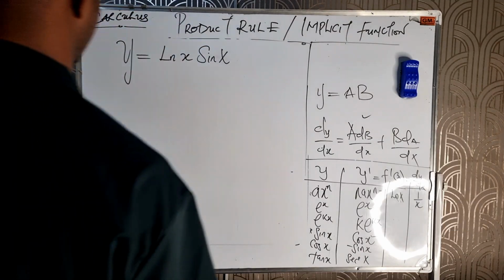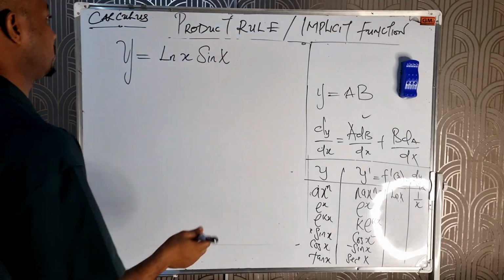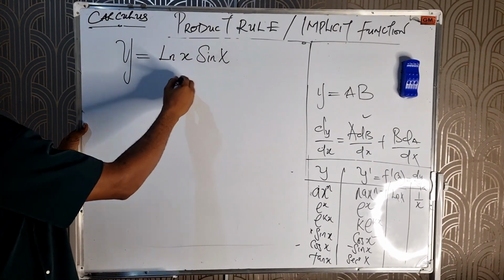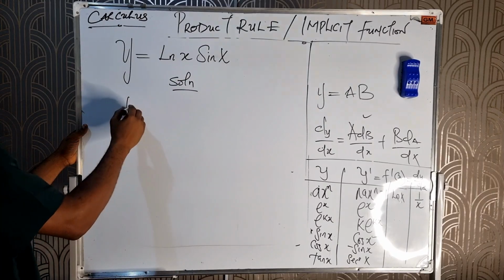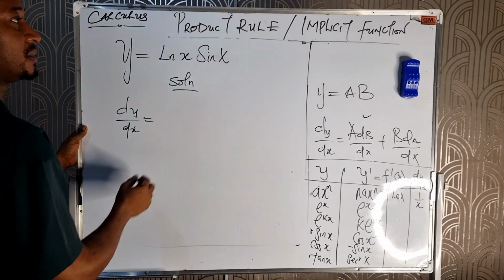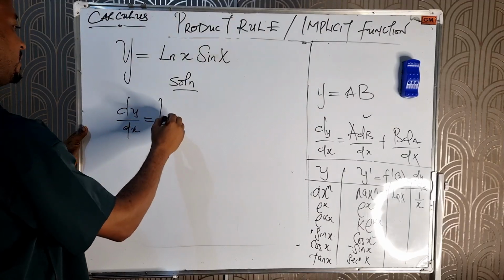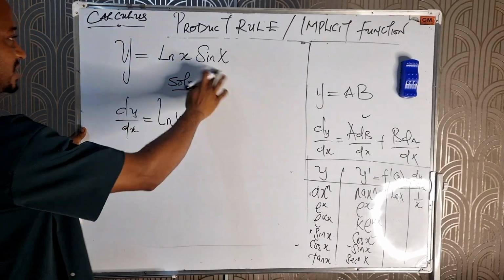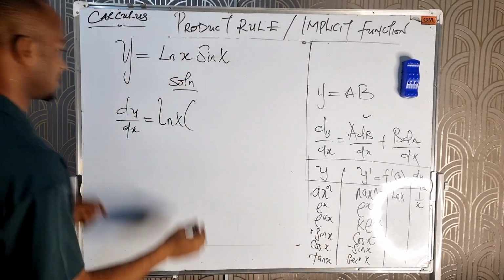Okay, we are given a function here to differentiate using the product rule. Here we are given ln x sine x. So let's see what will be the result of this. Here we have dy/dx. We keep ln x constant, and differentiate sin x. That will give us cos x.